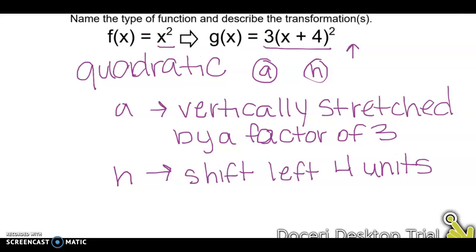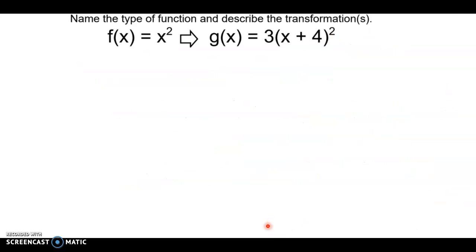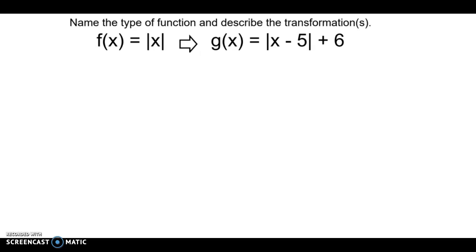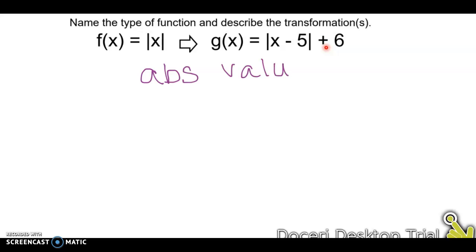Let's do another example. F of x, absolute value of x, that being our parent function, we are going to transform it to the function g of x, absolute value of x minus 5 plus 6. So let's see what happened. We know it's the absolute value function. And what changed? Well, we don't have an a because a is in the front. We have an h and we have a k.